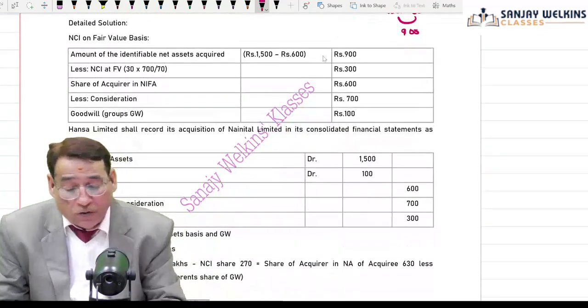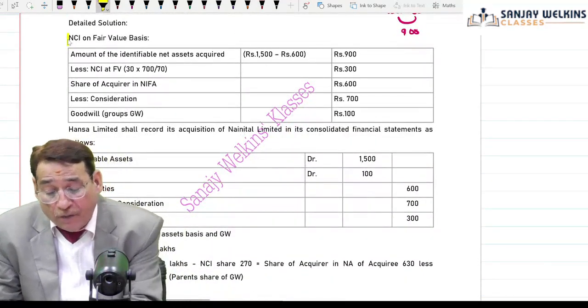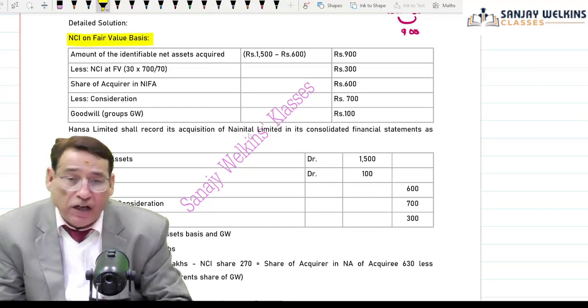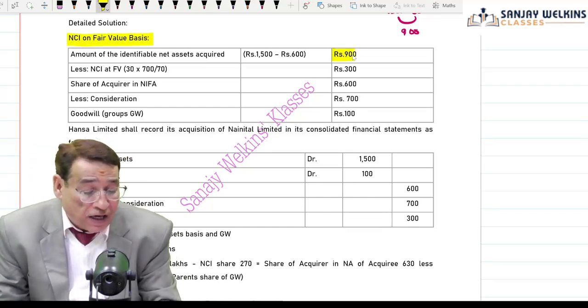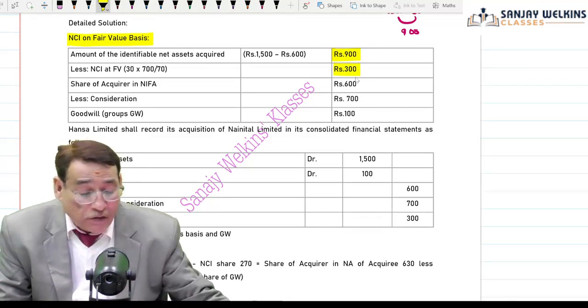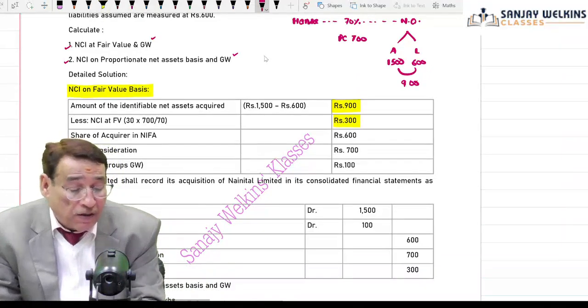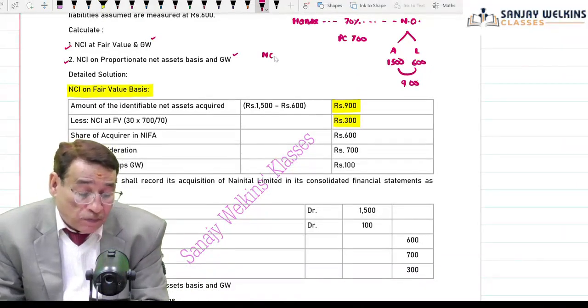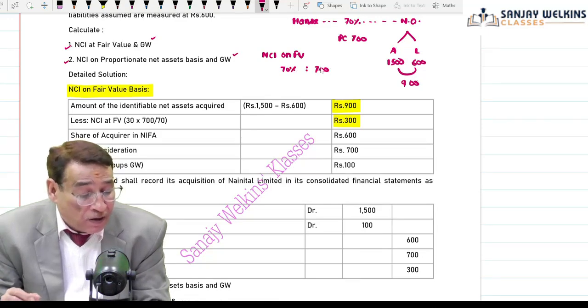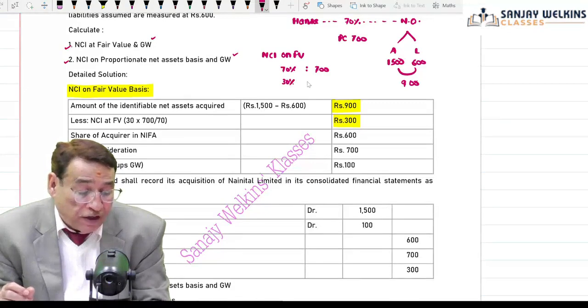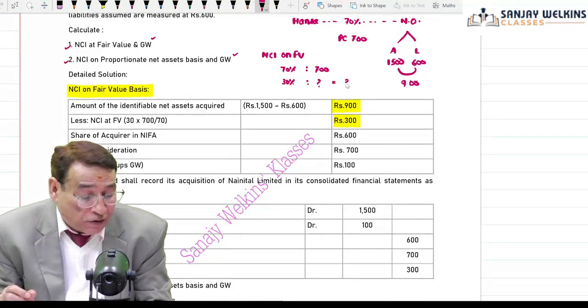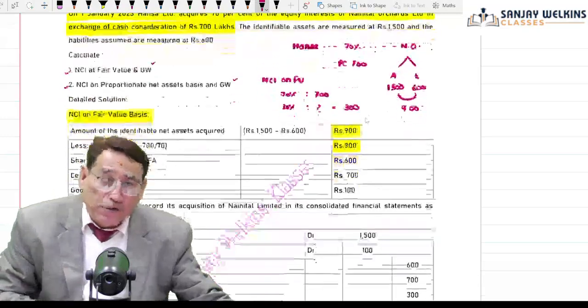So in this particular question, when I'm going to take into account NCI on fair value basis, correct? First of all, I will write 900, then you will compute NCI on fair value basis, which will be equal to 300. How do you compute it? NCI on fair value basis: for 70%, purchase consideration is 700. So for 30%, the fair value will be equal to how much? It will be equal to 300. This is how you have computed. Is it clear to you?